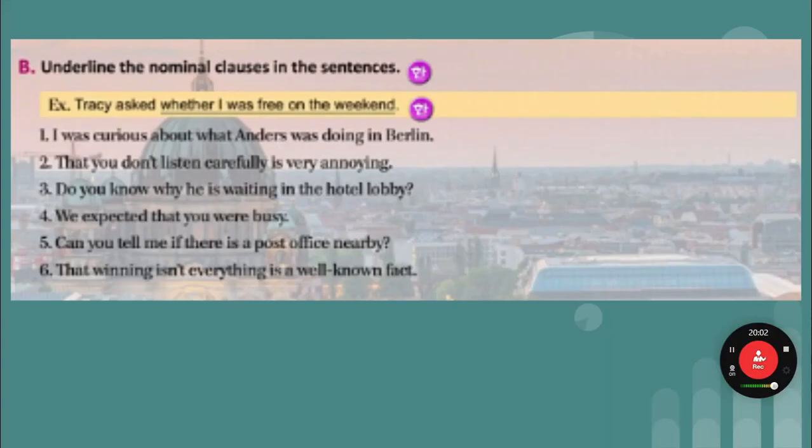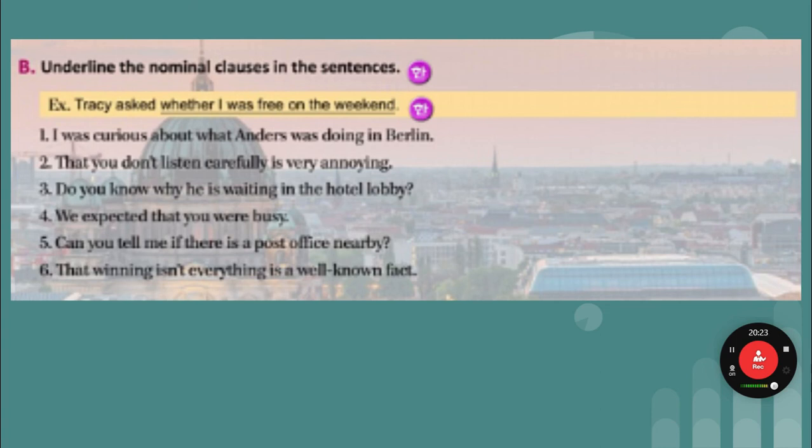Underline the nominal clause. You're just underlining them, okay? Just write a line under them. I was curious about what Anders was doing in Berlin. So you're underlining what Anders was doing in Berlin. That you don't listen carefully is very annoying. You underline that you don't listen carefully.